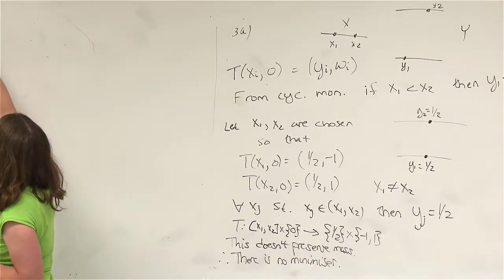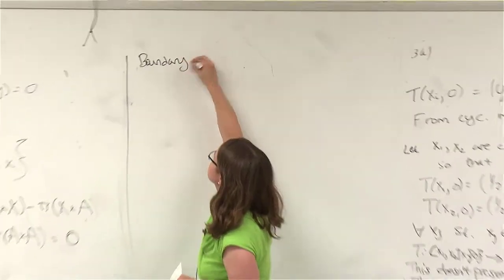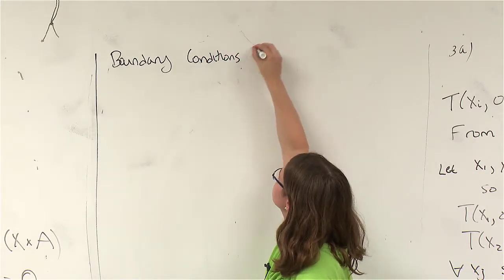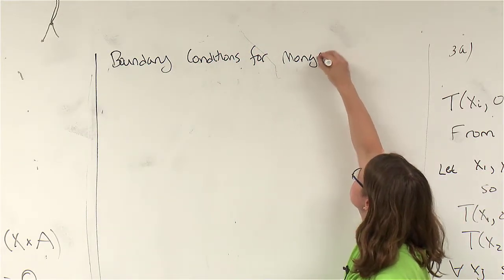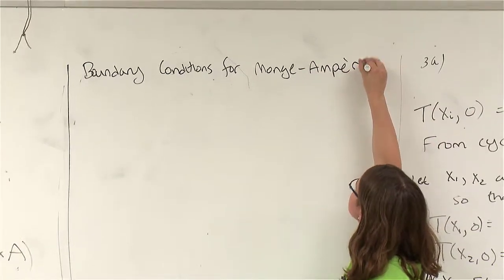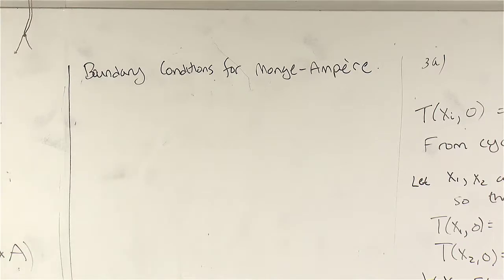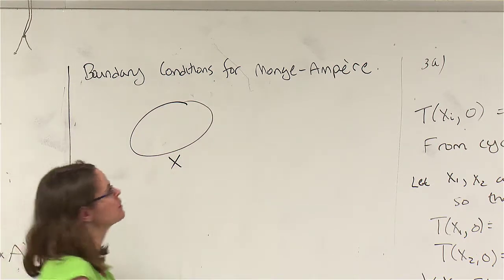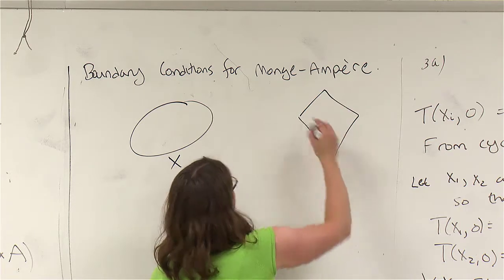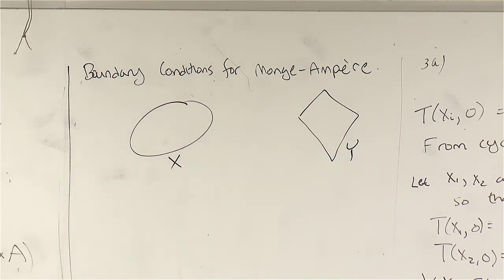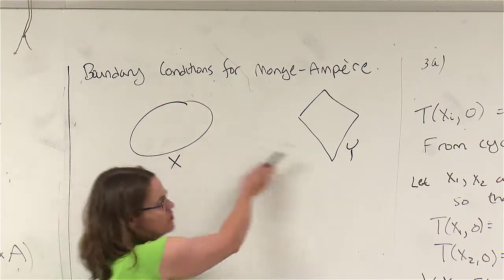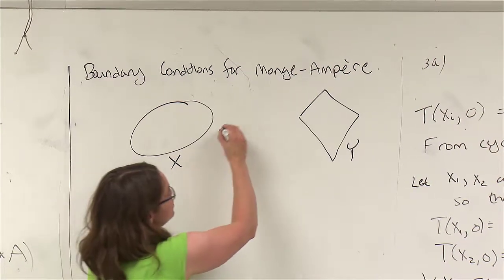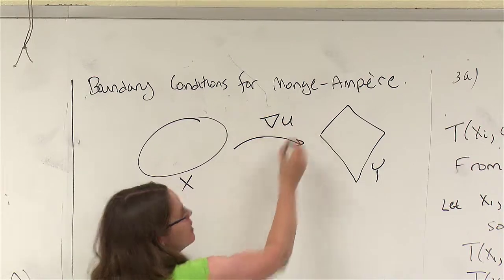All right. So boundary conditions for the Monge-Ampere equation. Okay, so what do we have? We have a domain, and we have some kind of target, whatever it is. All right, we're solving a Monge-Ampere equation, which involves the densities on these two sets. And what do we want at the end of the day? At the end of the day, we expect our optimal map to be given by the gradient of u.